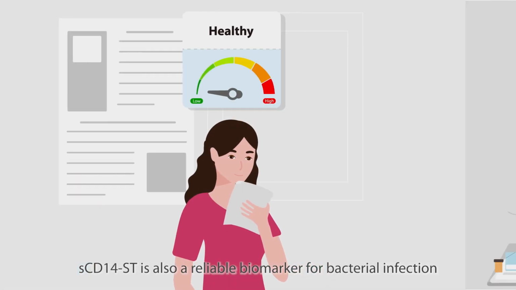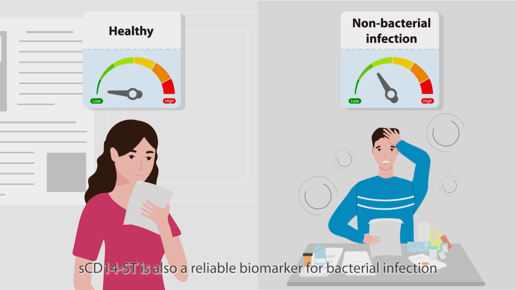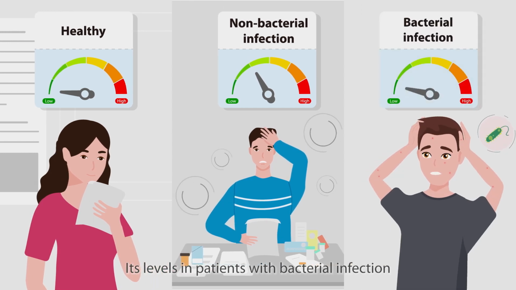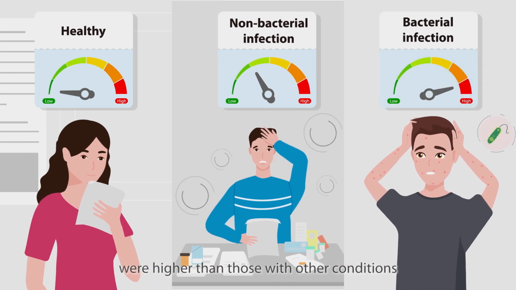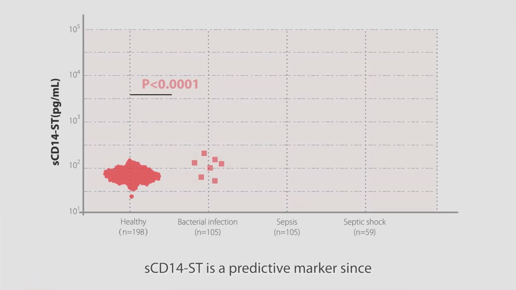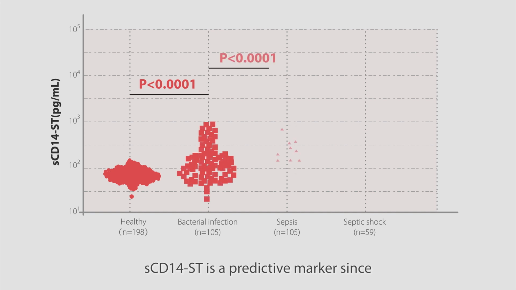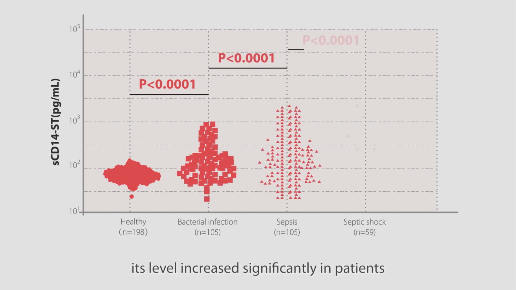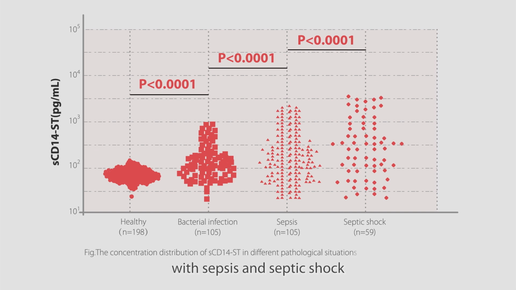sCD14-ST is also a reliable biomarker for bacterial infection. Its levels in patients with bacterial infection were higher than those with other conditions. In terms of adult sepsis, sCD14-ST is a predictive marker since its level increased significantly in patients with sepsis and septic shock.